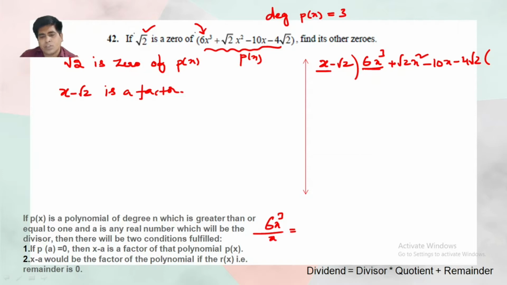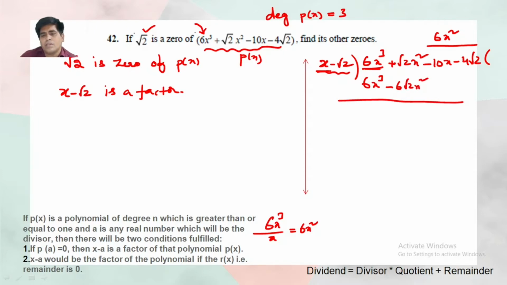What is the value of 6x cube by x? 6x square. So here I am writing 6x square as the quotient. Whatever we have, x minus root 2 is a binomial. This binomial we have to multiply with the quotient 6x square. Both terms we have to multiply with 6x square. So x into 6x square is 6x cube. Root 2 into 6x square is minus 6 root 2 x square.